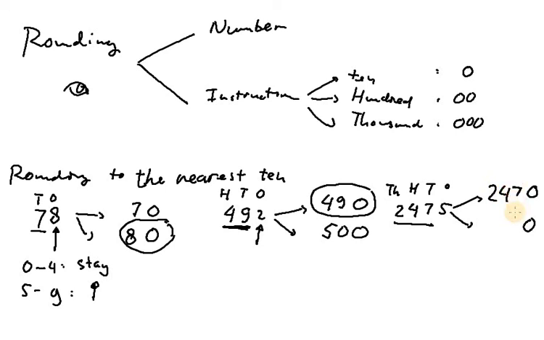So this one is 247, and what is the next number after 247? It's 248. After that, we need to check the next place value, and we see it's 5 or more, so we need to round this one up. This is applicable also for the hundreds and for the thousands.